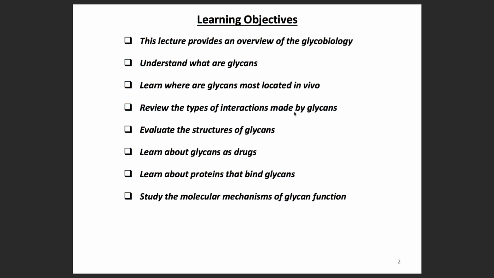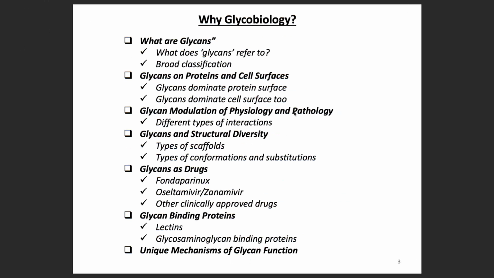Okay, so these are the learning objectives for the course, and as you can see, it's primarily about the overview of glycobiology, understanding what glycans are, and this is primarily for this particular lecture, understanding where glycans are located, the different types of interactions made by glycans, evaluating structures, and then thinking about glycans as drugs while learning about what molecules, proteins glycans bind to, and having a snapshot of the type of molecular mechanisms by which glycans work. This is quite an undertaking. Essentially, we are compressing a whole group of lectures into a very, very superficial view of the field of glycobiology and, in my opinion, glycochemistry. Okay, so this is the agenda that we have in front of us, right from what are glycans through the unique mechanism.